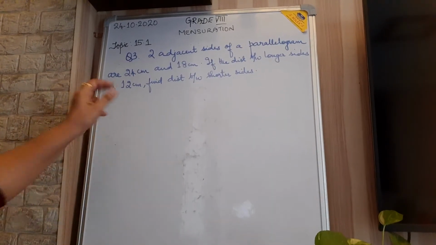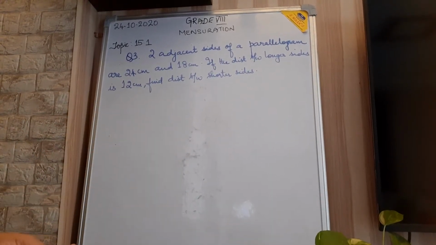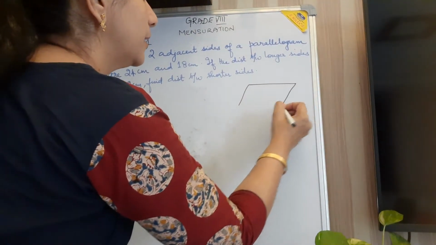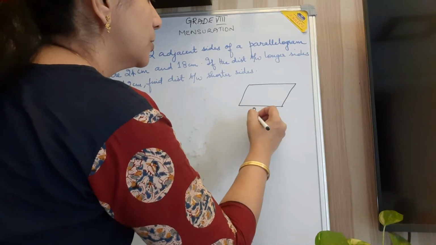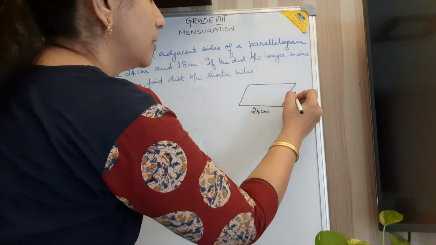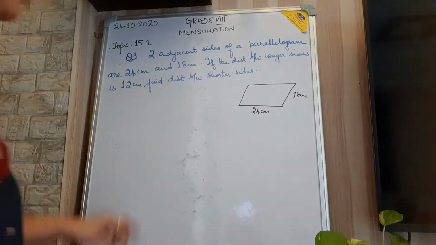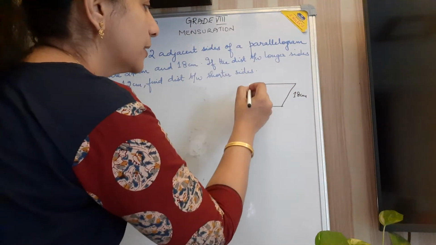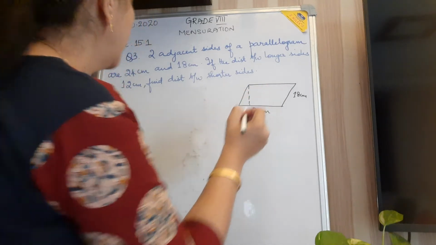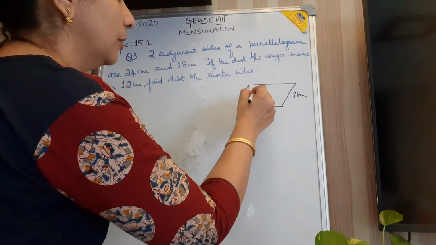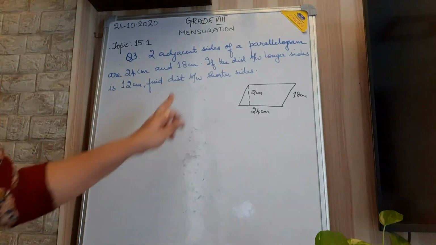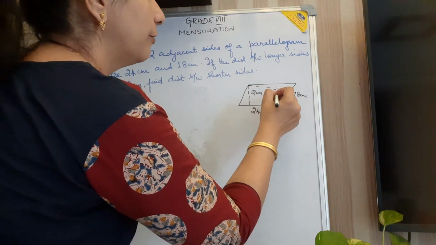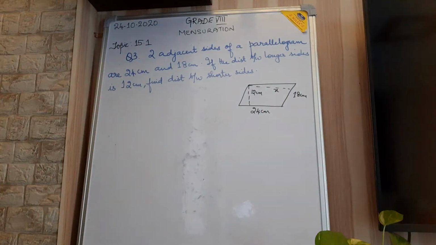Now the second question is, two adjacent sides of a parallelogram are 24 centimeter and 18 centimeter. So imagine that this is your parallelogram. This is 24 centimeter and 18 centimeter. Now if the distance between the longer sides, these are the longer sides, is 12 centimeter, find the distance between the shorter sides. This is the shorter one. So you have to find this distance.